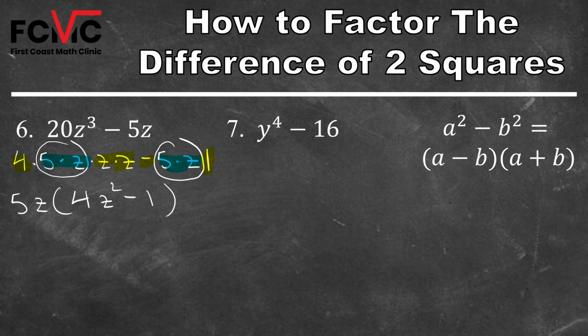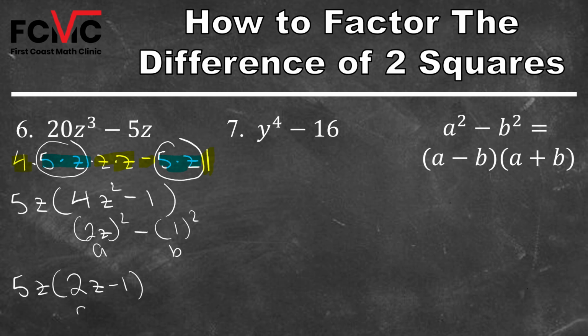Now we've got our difference of squares. What are we squaring to get 4z squared? We're squaring 2z. What are we squaring to get 1? We're squaring 1. So this is a, this is my b. I'm going to bring down the 5z, and this is going to be 2z minus 1, that's my a minus b, and then 2z plus 1, that's my a plus b.